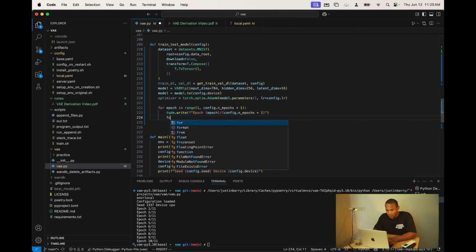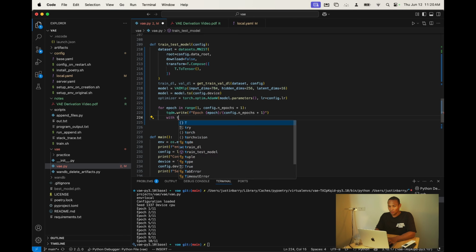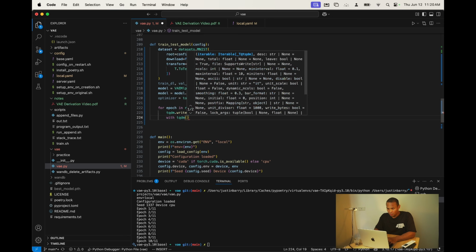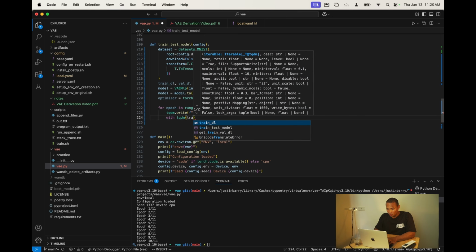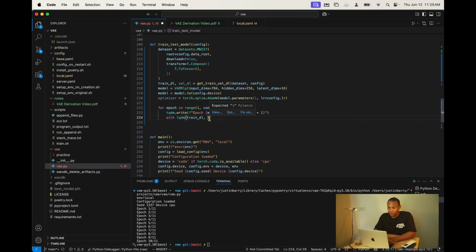Okay. With tqdm, train data loader. So pass the training data loader to tqdm, so we have a nice loading bar because we are going to experiment. Typically we experiment a lot with these models locally, so we need clean outputs to be able to parse our results and make sure this is making sense.